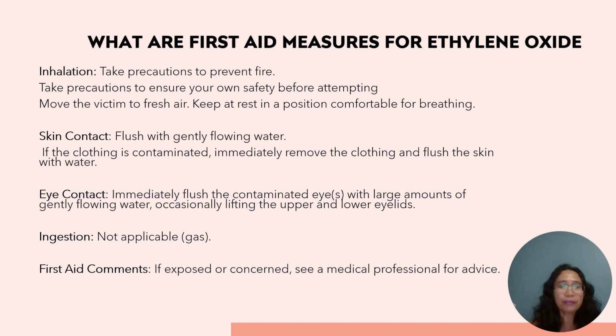What are the first aid measures for ethylene oxide? Inhalation: take precaution to prevent a fire, for example, remove source of ignition. Take precaution to ensure your own safety before attempting rescue, for example, wear appropriate protective equipment. Move the victim to fresh air. Keep at rest in a position comfortable for breathing.